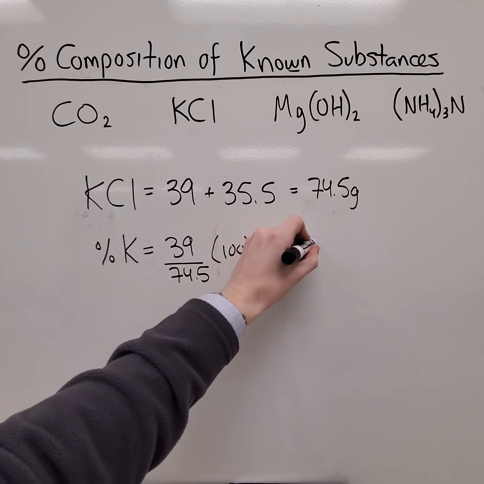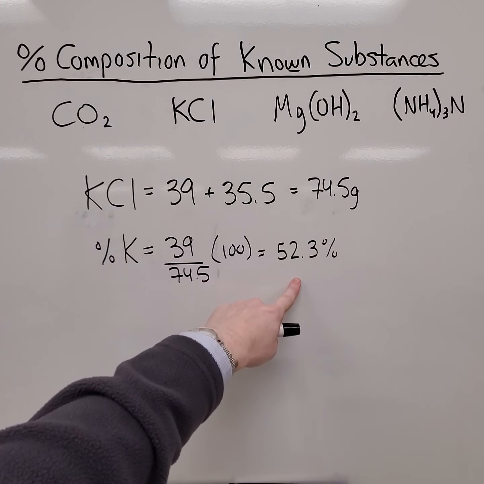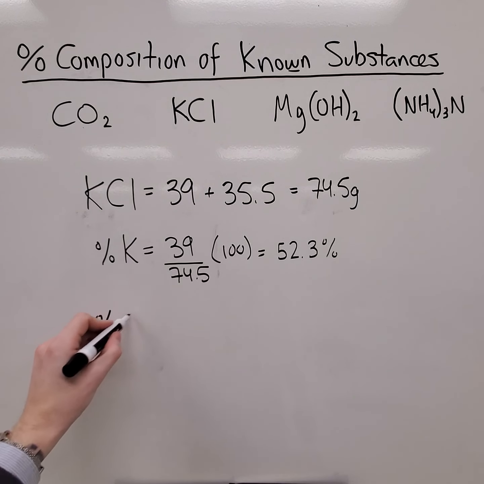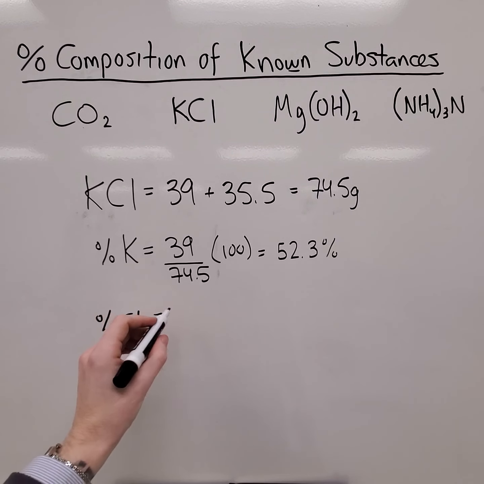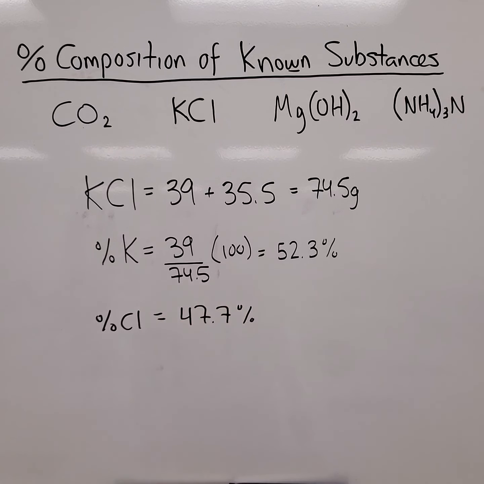When you do this out, you get 52.3% potassium. And like I said before with carbon dioxide, there's only 2 elements here. So you can do the math, or you can just know that all percents add to 100, and you can figure out the rest. And there you go.